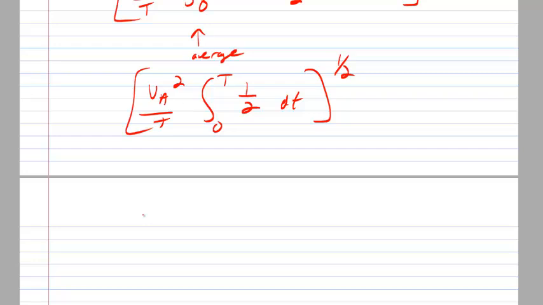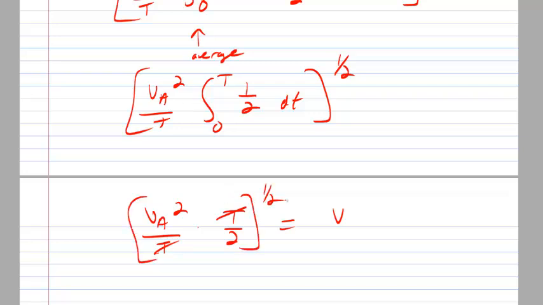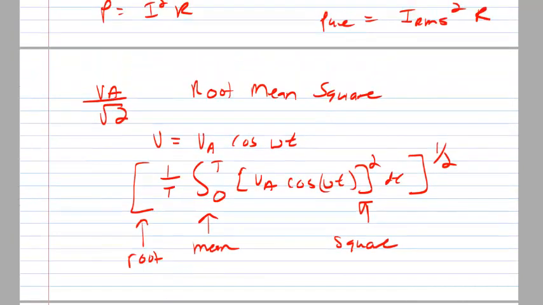We end up with a fairly simple integral to do. We'd have VA squared over T times T over 2. And these cross out, and what do you get? Oh, and this, of course, is rooted. You end up with VA over the square root of 2. This is our root mean square value, just like we said it was.